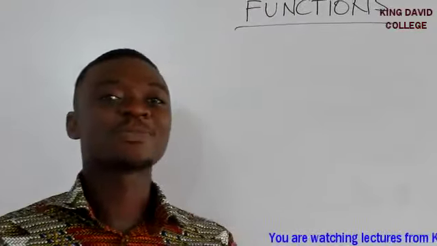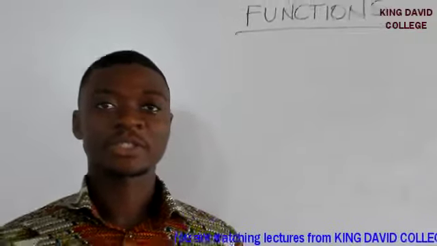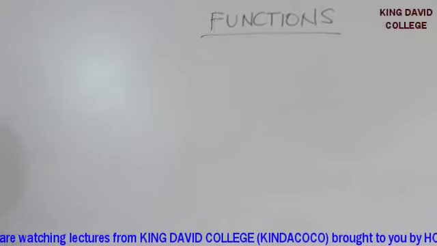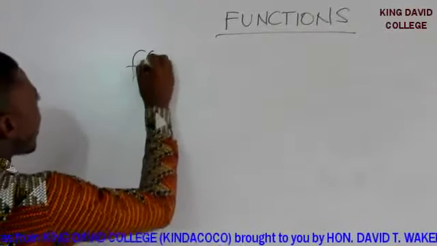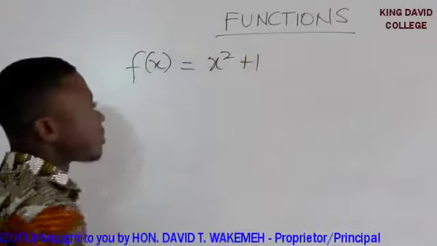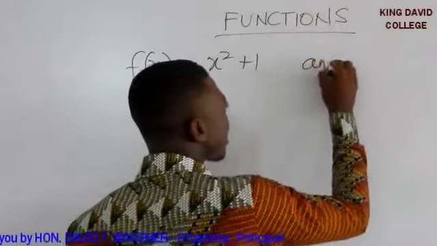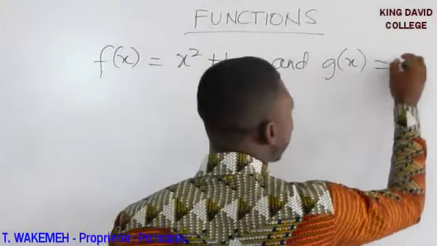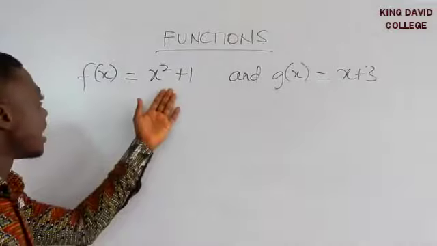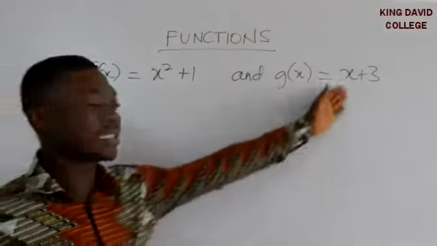Okay, in this very video, we are going to look at what happens if you are given two different functions in a single question and you are asked to perform certain tasks on them. How are we going to go about it? So for instance, let's say you have f of x, which gives us x squared plus 1, and another function g of x, which gives us x plus 3. So you have these two functions in the same question. This is x squared plus 1, and this is x plus 3.